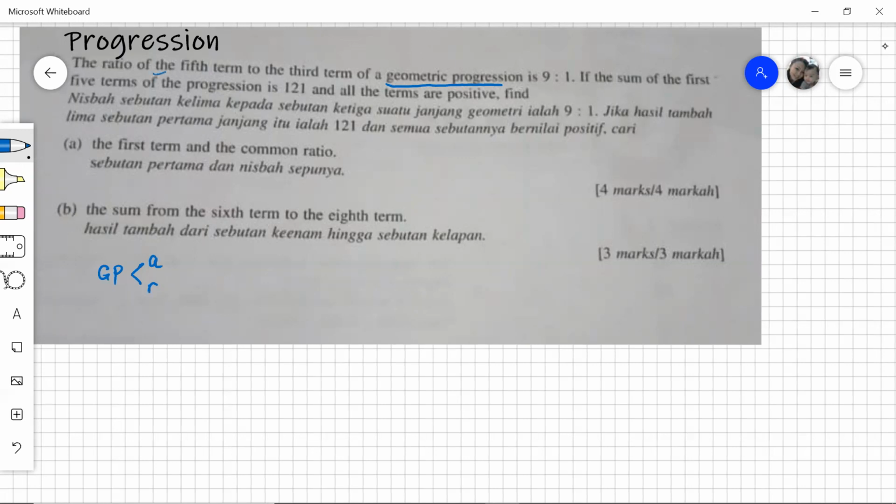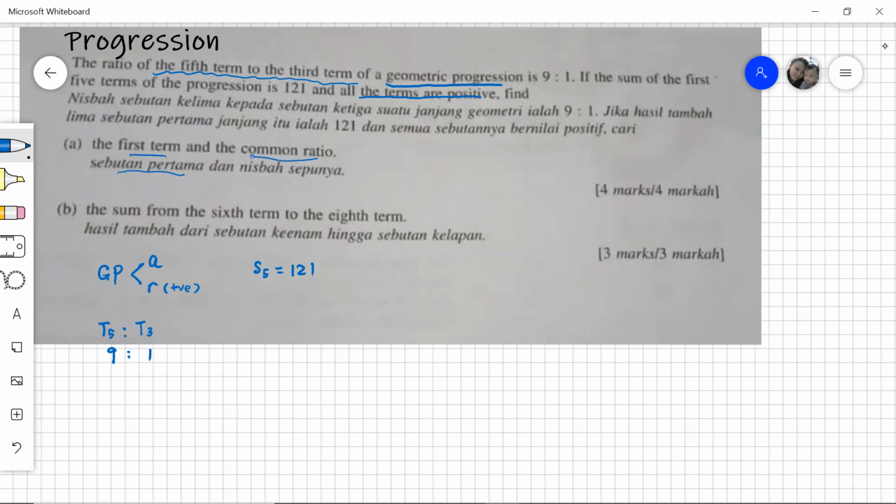So let's put down this information in terms of mathematical symbols. That means we have the fifth term to the third term ratio, it is 9:1. And the sum of the first five terms, so we have S5 equivalent to 121. And we know that all the terms are positive. If all the terms are positive, that tells us that our R must be positive. Okay, and let's move on to find the first term and the common ratio, which is A and R.